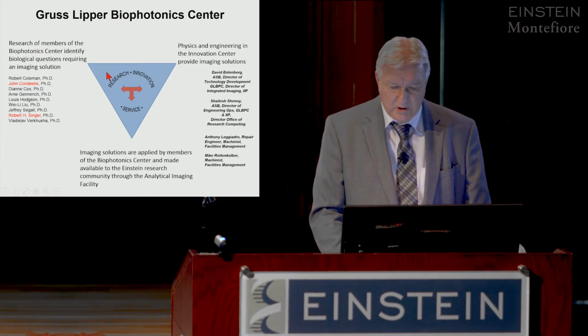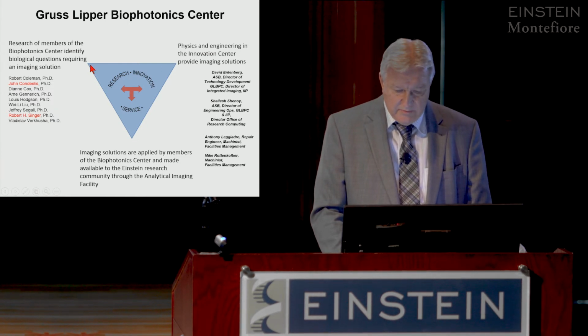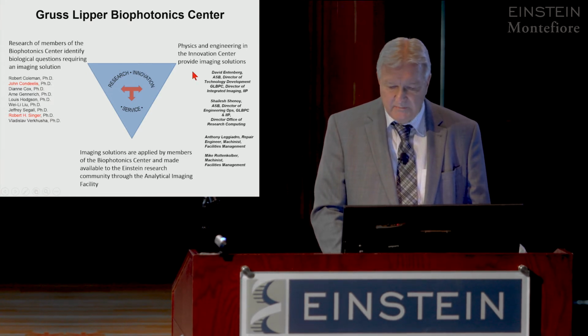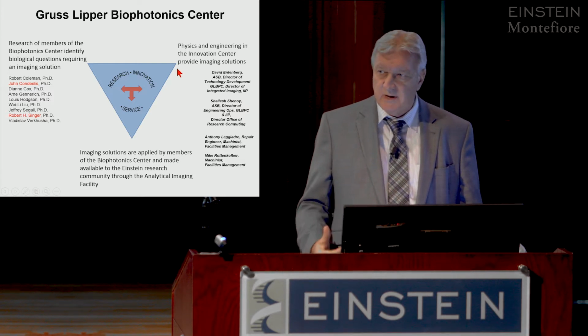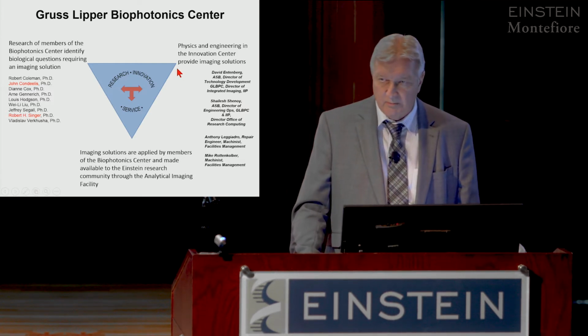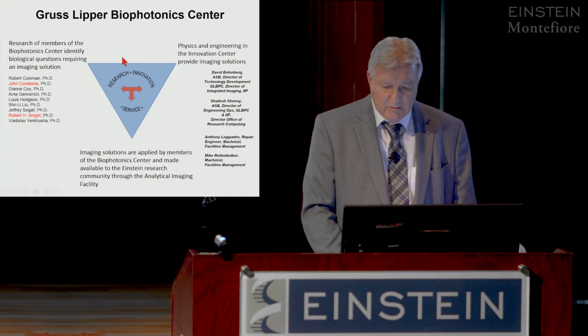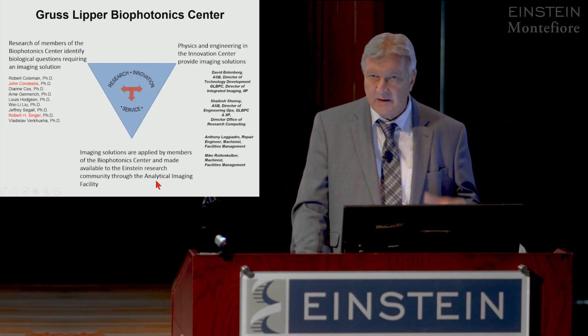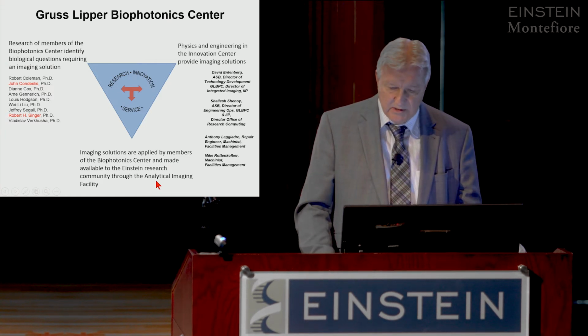So we have a triangle now that represents the center with 3 corners. One representing the research of the members of the Biophotonic Center who are listed here. And they bring biological problems and partial solutions. And then we have an innovation laboratory over here on this corner, which builds a microscope which allows them to address their problem. And then as we go around and around and around, new technology comes out of this, which is offered to the Einstein-Montefiore community overall through a core, the analytical imaging facility, that anyone can use. And so the technology spills out to people.